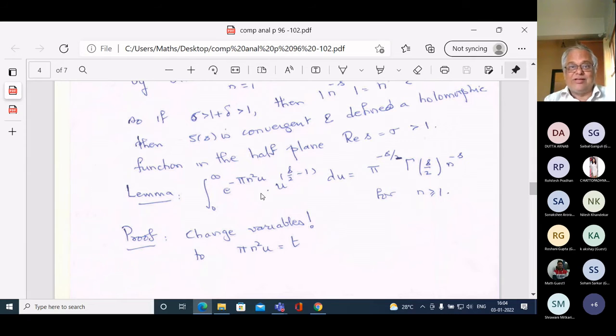And what exactly should it do? I have to remove this scaling that I have there in the u. Removing the scaling means changing the variables. When you change variables, you will see that you get exactly this. So this follows from the change of variables theorem.